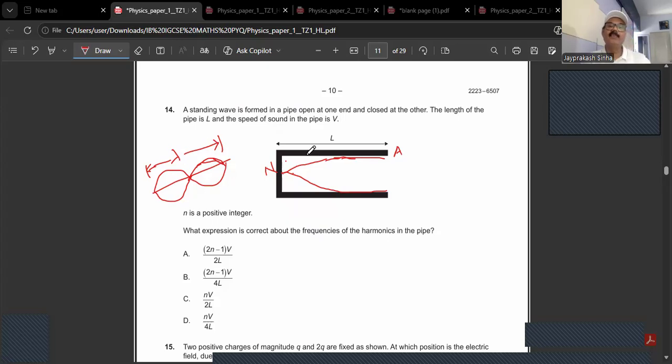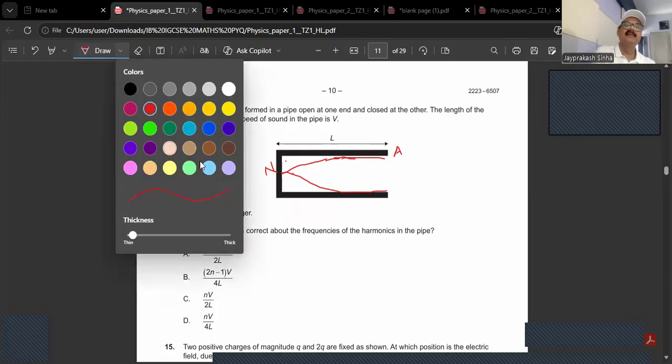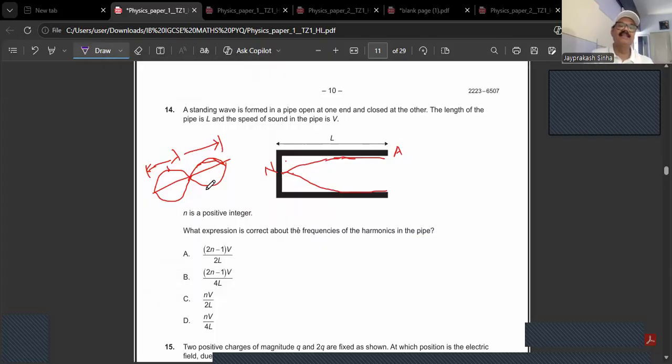Okay. So when we compare this with this, this is only half of this, isn't it? This is only half of this one. This wave goes up to here only. It means it is lambda by 4. This is lambda by 2. And this is complete lambda.